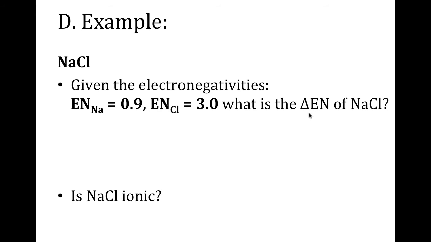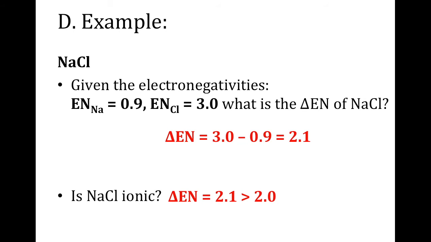That means change in. So what is the change in, or difference in, electronegativity of NaCl? Well, we take 3 minus 0.9, we get a 2.1. If you remember, in our notes it said if the difference is greater than 2, it's ionic. So because this electronegativity difference of 2.1 is greater than 2, it is ionic.